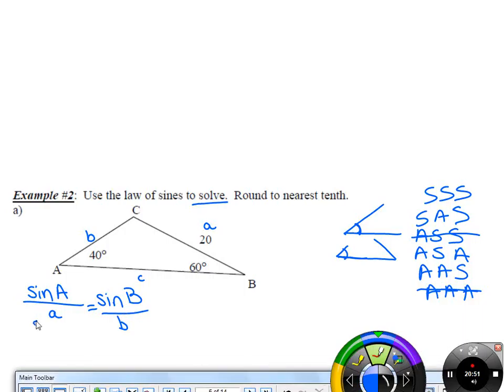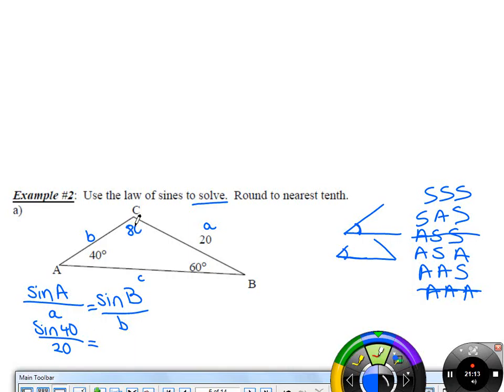So I know here the sine of 40 could be put over 20, and that can be equal to the sine of this over this, or the sine of this over this. Okay? Do we know the missing angle here? Can you figure it out pretty quick? 80, right? Because 40 plus 60 is 100. Subtract that from 180, that's 80.